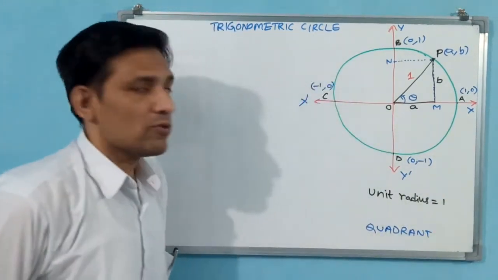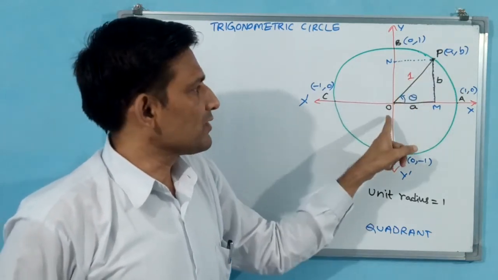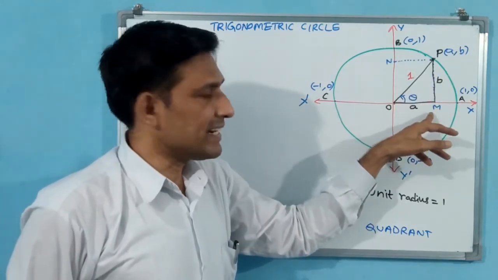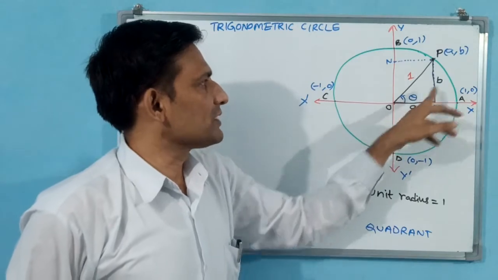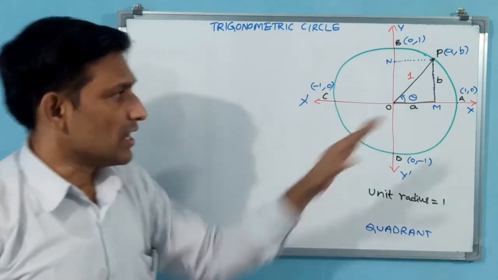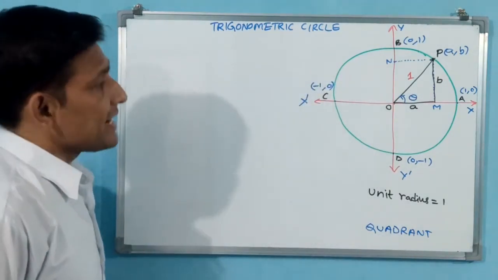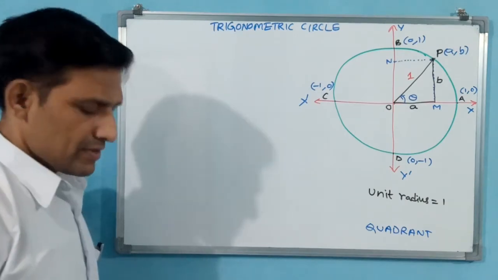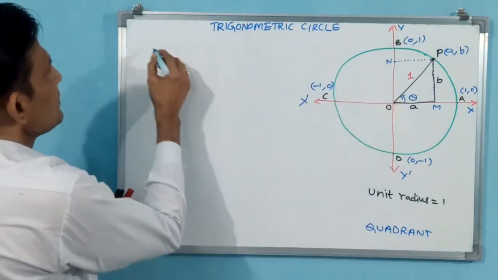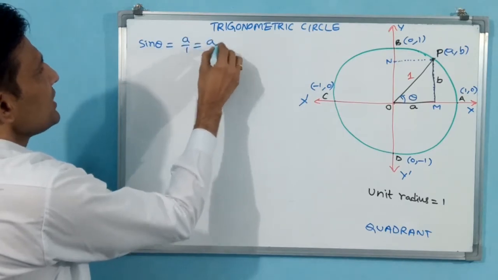Now we came to know that this point has hypotenuse 1, x coordinate A, y coordinate B. This x coordinate we also call the adjacent side, and the y coordinate is also called the opposite side. Theta is the angle between the adjacent side and the hypotenuse. Now shall I write sin theta is equal to A by 1? Okay, sin theta is equal to A by 1, that is equal to A, that's all.